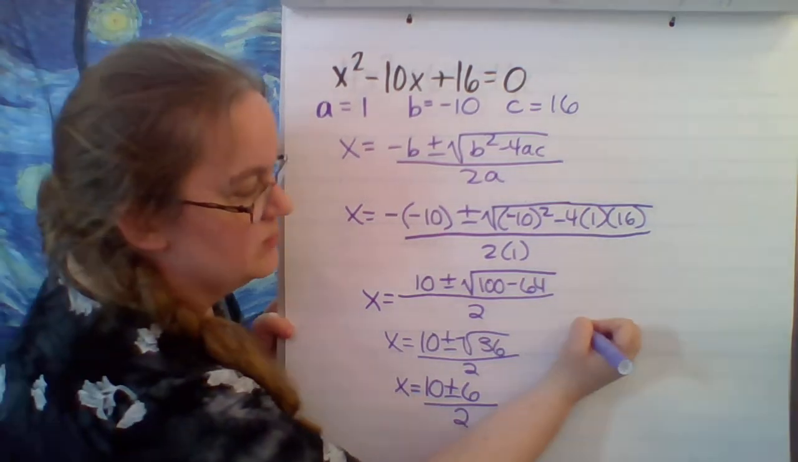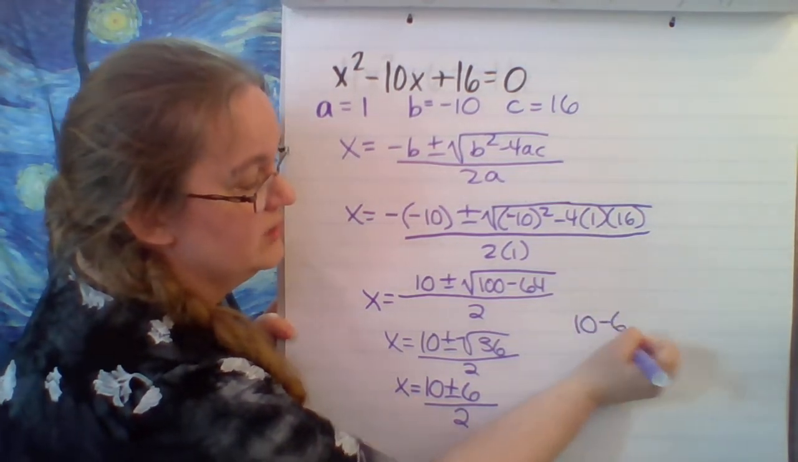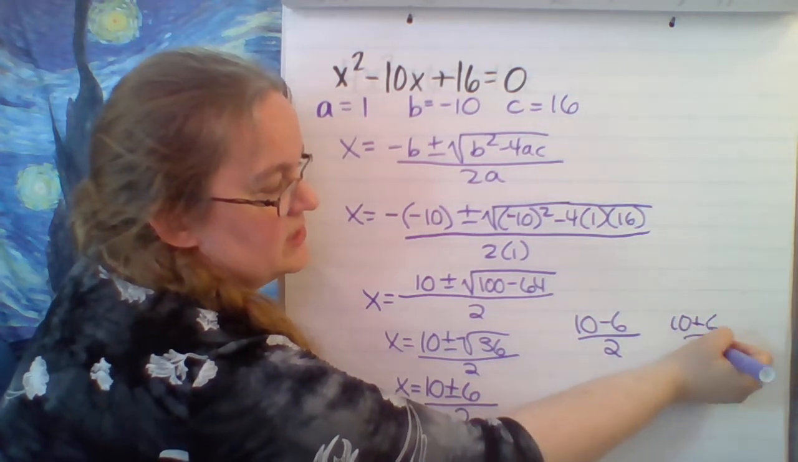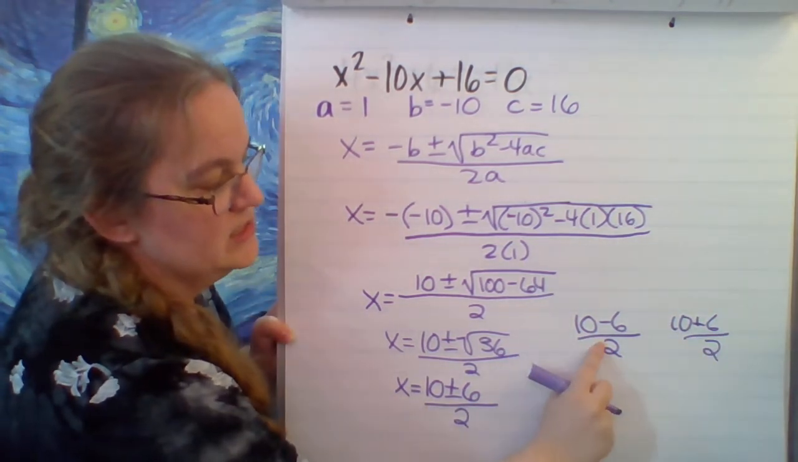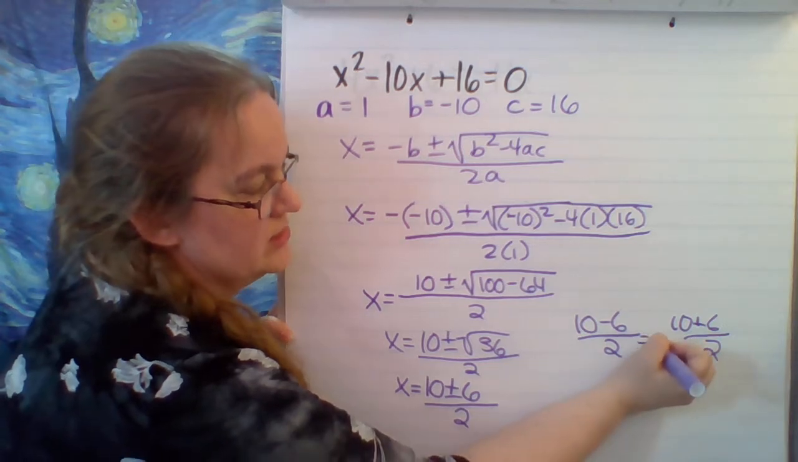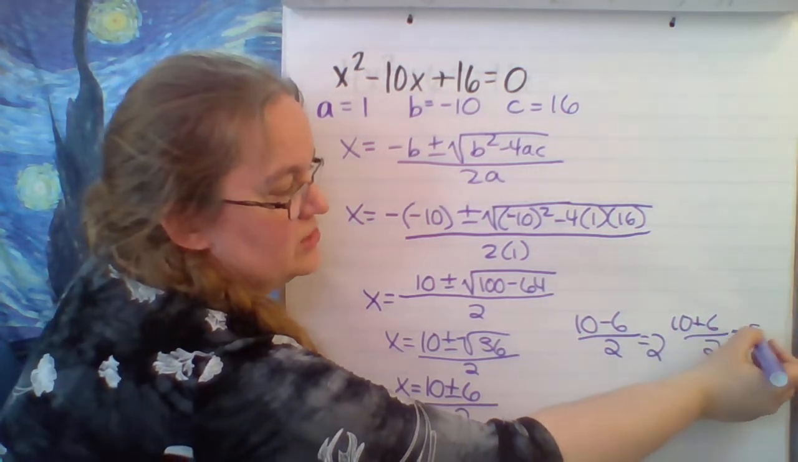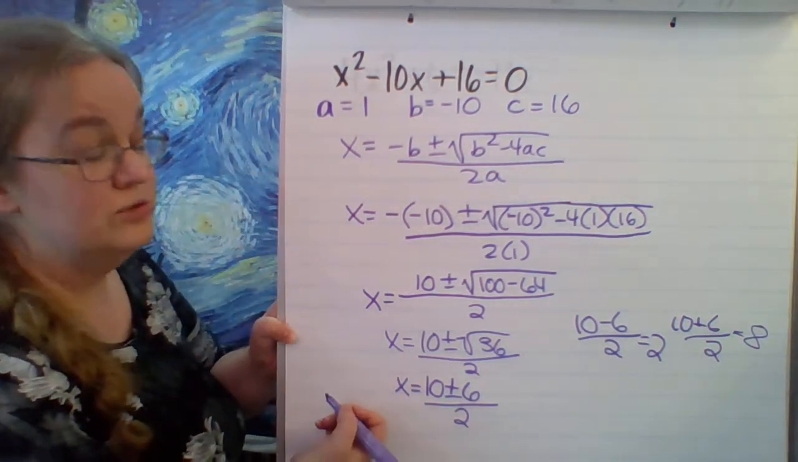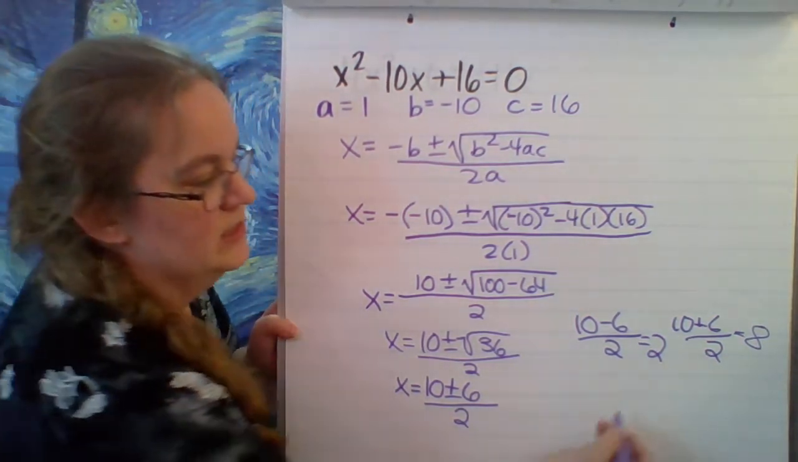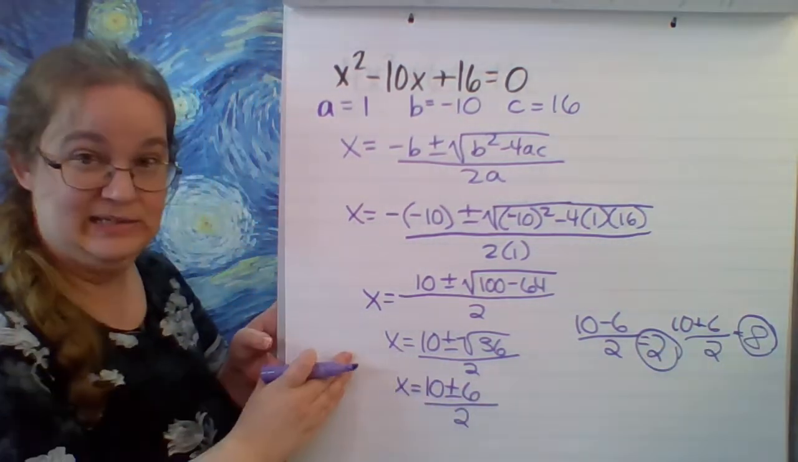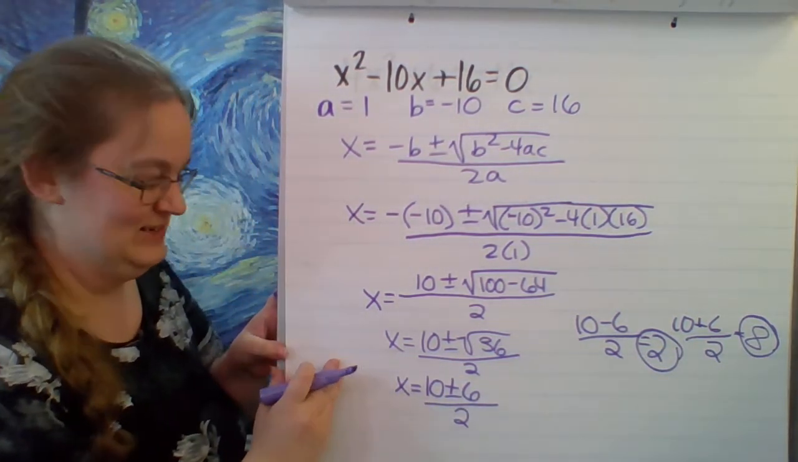So remember, that's where we're going to break this up. We're going to look at both scenarios. So 10 minus 6, and 10 plus 6, divided by 2. Well, 10 minus 6 is 4, divided by 2 is 2. And 10 plus 6 is 16, divided by 2 is 8. So the solutions to this, where it would hit the x-axis, are going to be 2 and 8. Okay, let's take a look at another example.